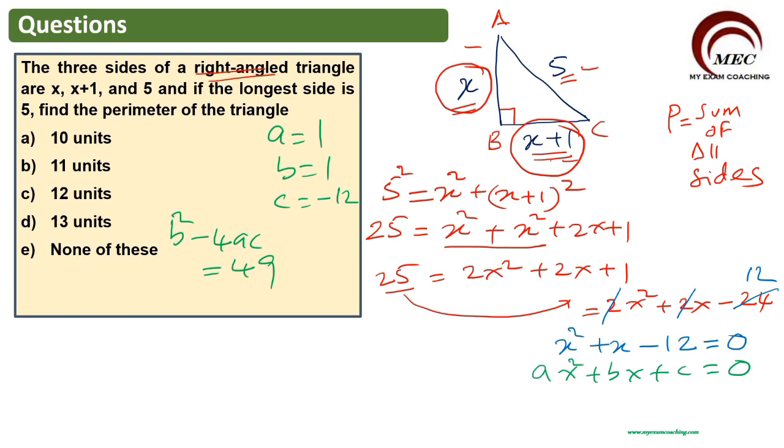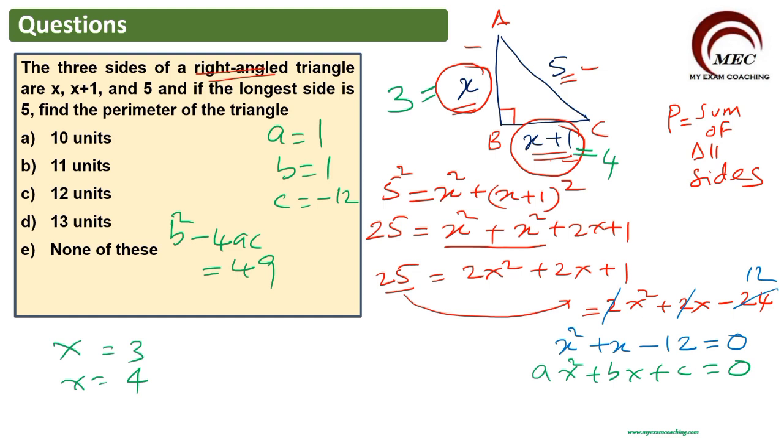When you find out the values of x, you will get two values, x is equal to 3 or x is equal to 4. So we got this value x is equal to 3. Here we got x plus 1 is equal to 4. Now we got all the three sides.